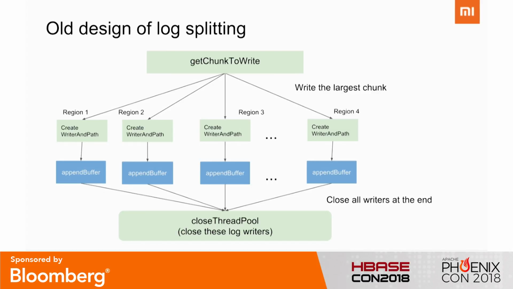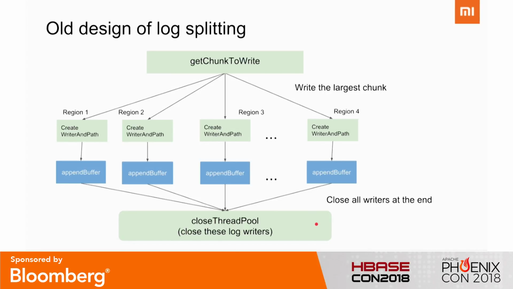Let's look at the process of log splitting and explain why this problem happened. The old design of log splitting is reading entries into a map whose key is region name. Then it gets the biggest chunk to write every 500 milliseconds. For each region, it will create a log writer to help append entries into the recovered file. These log writers will only close when the log reaches the end.